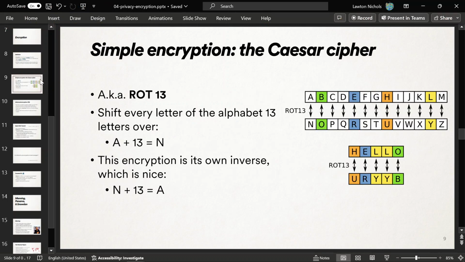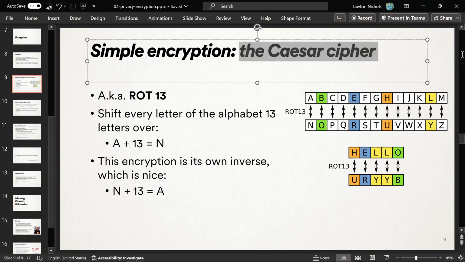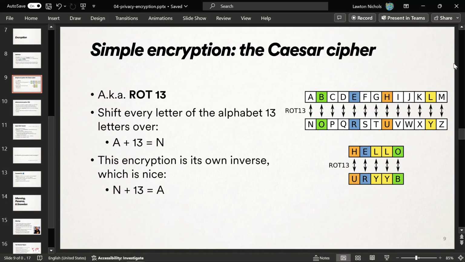Let me show you some examples of encryption. Here's a very simple one. It's called the Caesar cipher, invented, I guess, in Caesar's time. It's also called ROT13, which stands for rotate the alphabet by 13. This is a very, very simple, completely broken encryption. But maybe in Caesar's time it was really cool and nobody could understand it.